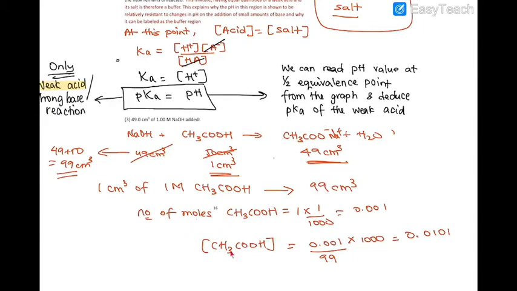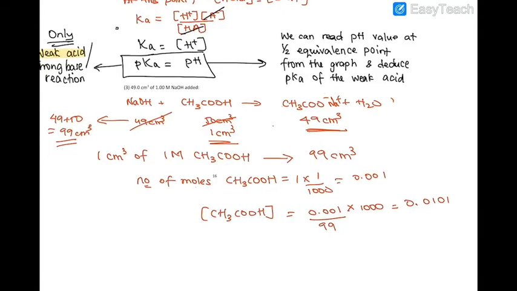So the new concentration of the ethanoic acid is number of moles divided by volume. So that's the concentration of the ethanoic acid.